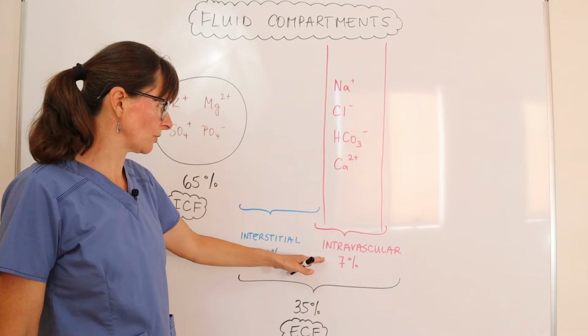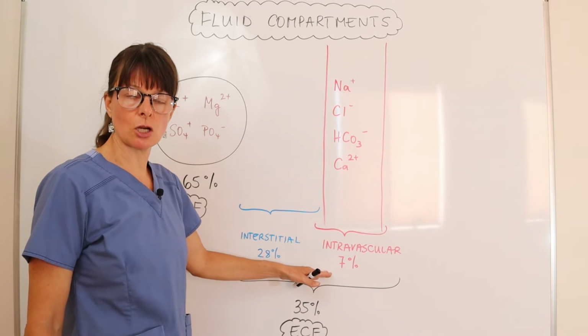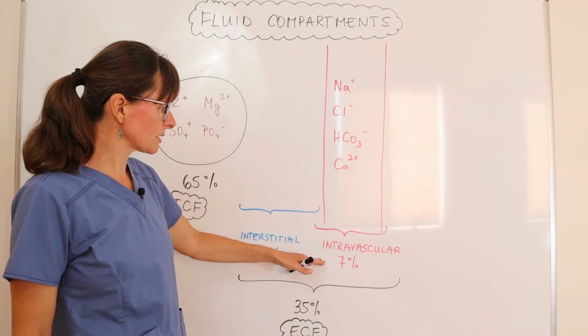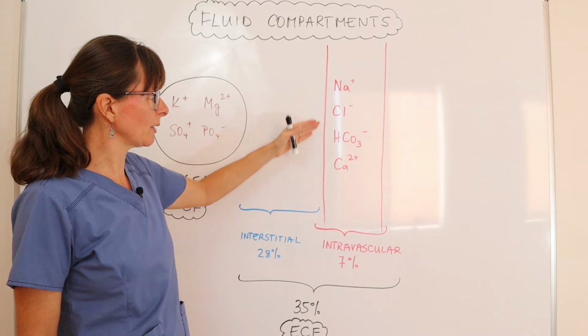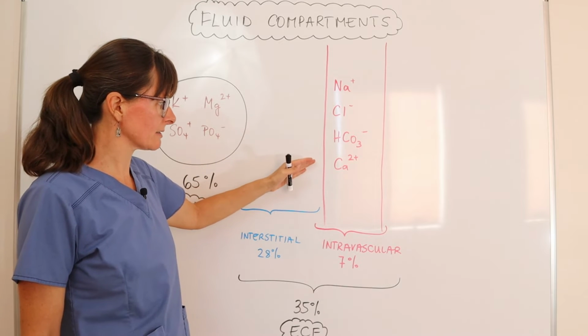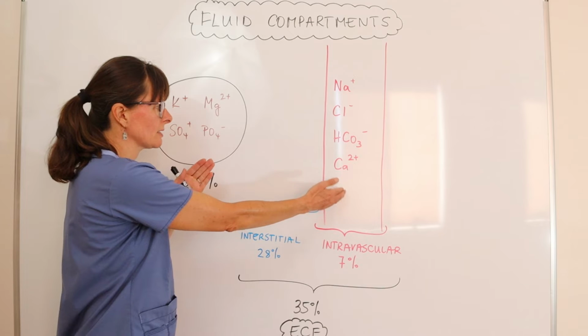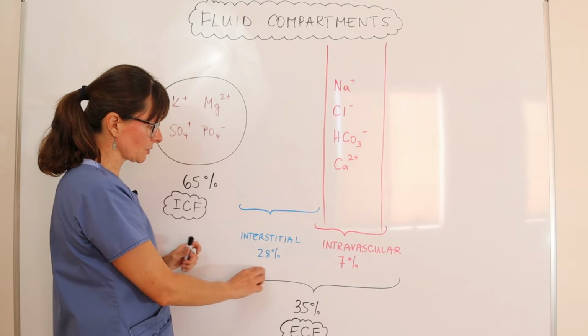Now over here we have our blood vessel, which we can also call our intravascular space, so inside the blood vessels. And that fluid contains about 7% of the body's entire fluids. And in the intravascular space, the predominant electrolytes are sodium, chloride, bicarbonate, and calcium.